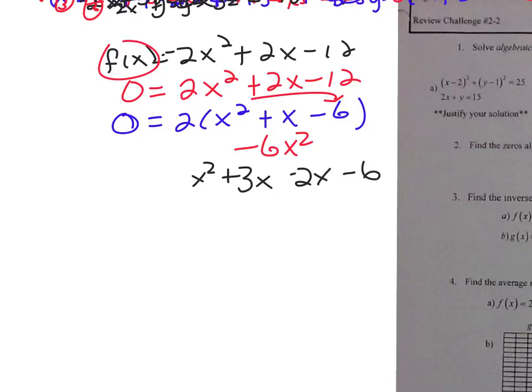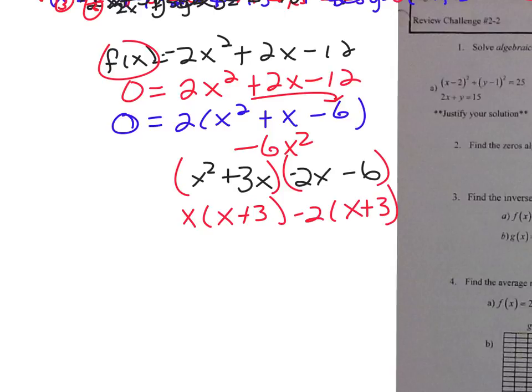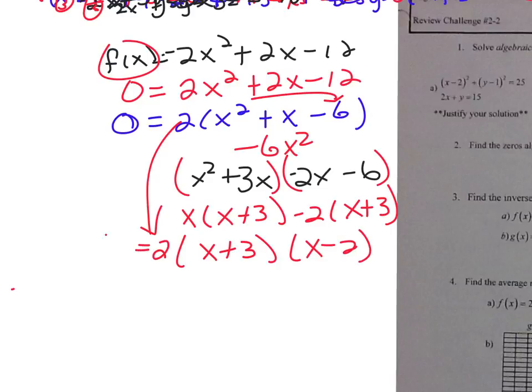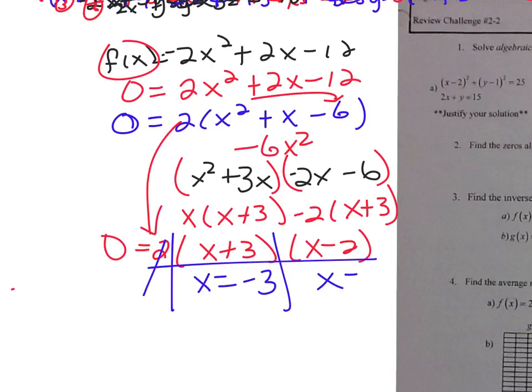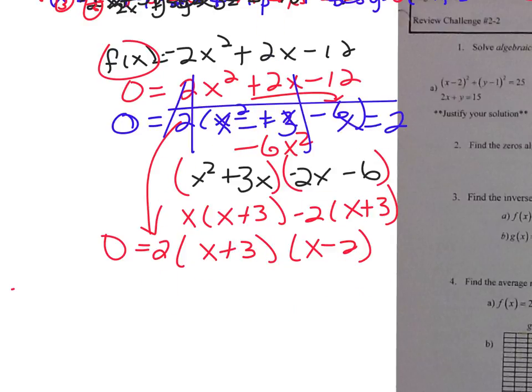And then I factor by grouping. GCF is x times x plus 3. GCF is negative 2 times x plus 3. So my factors are 2 times x plus 3, x minus 2 equals 0. And then I do my t-chart. Nothing's going on here. I get x is negative 3 and x is equal to 2. Those are my zeros. Those are called zeros.